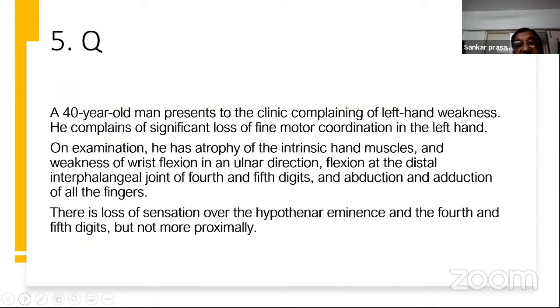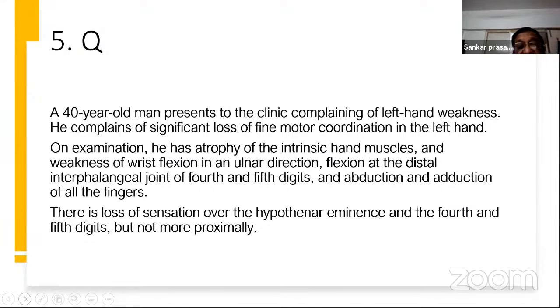He complains of significant loss of fine motor coordination in the left hand. On examination, he has atrophy of the intrinsic hand muscles and weakness of wrist flexion in an ulnar direction, flexion at the distal interphalangeal joint of the fourth and fifth digits, and abduction and adduction of all the fingers.